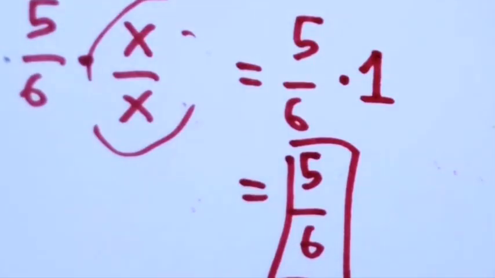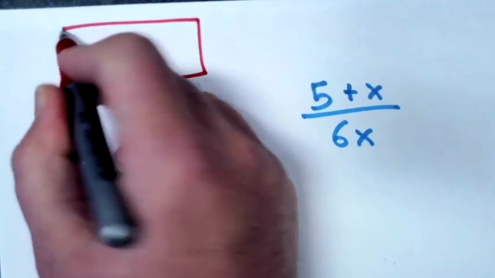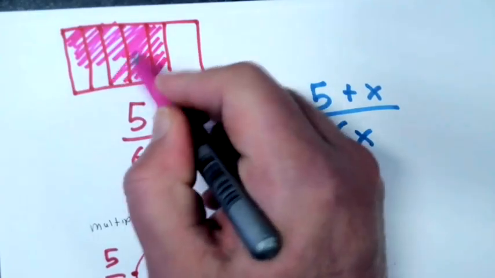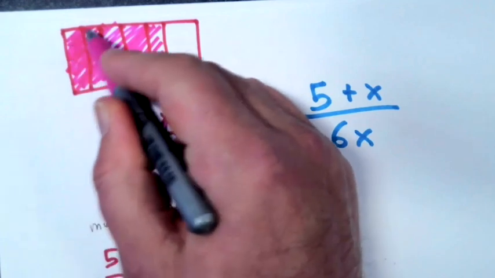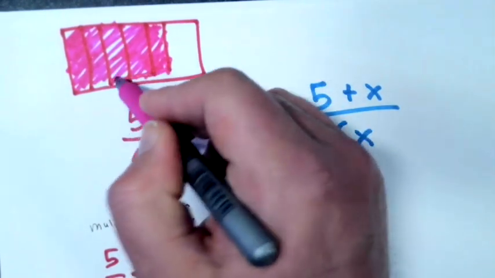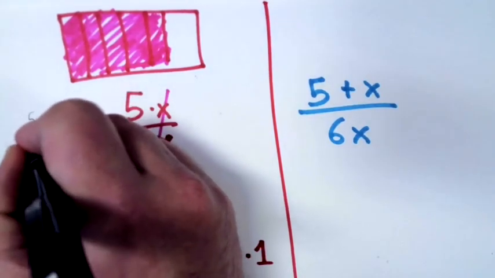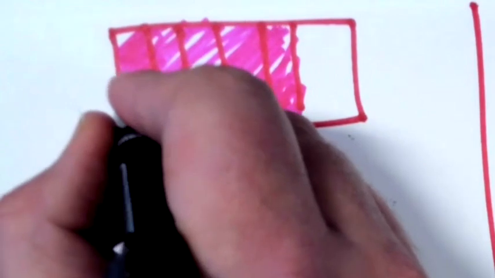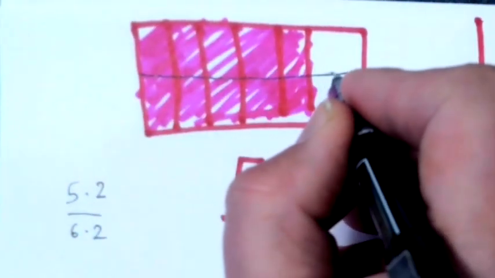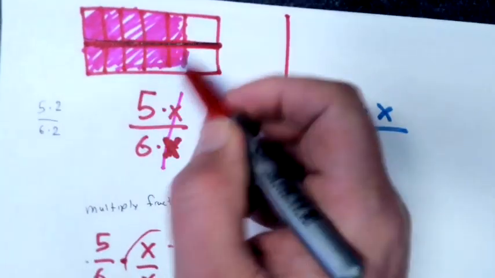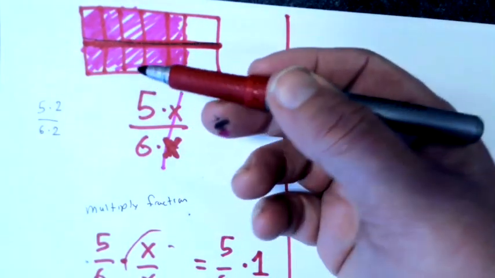Another way to think about this is, what's happening if I have 5 sixths filled in, and then I multiply it by x on top and bottom? So for instance, what if the x value was 2? What would happen if this was 5 times 2 over 6 times 2? In that case, you're just making it so there are twice as many bars, but the fundamental ratio is the same. So now I would have 10 over 12, but that's the same proportion as 5 over 6.